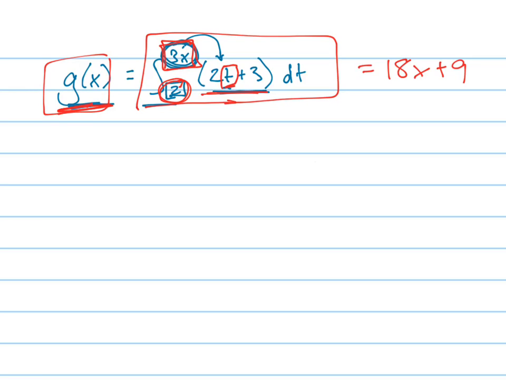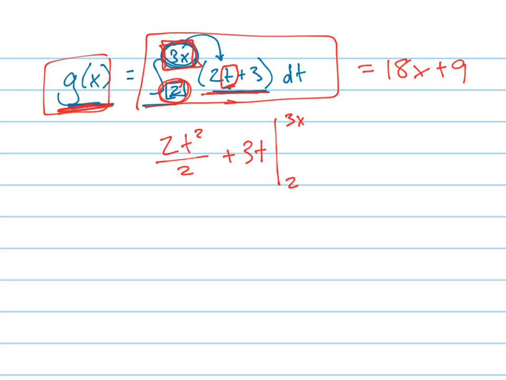It's 2t squared over 2 plus 3t. Do I have to write the plus c? I don't, because this is a definite integral. If there weren't bounds, then I would have to write it. But now what I'm going to do is plug in, and it's going to be from 2 to 3x.